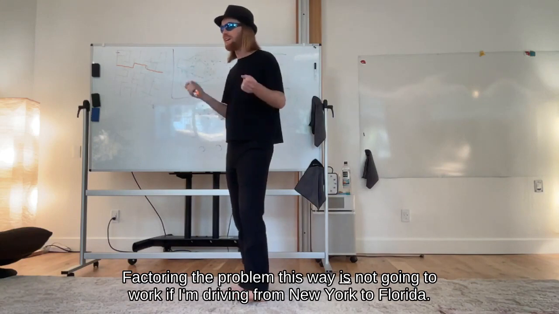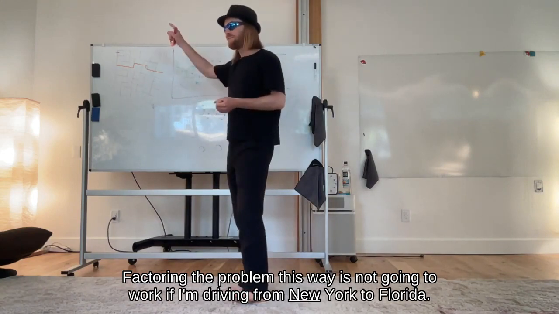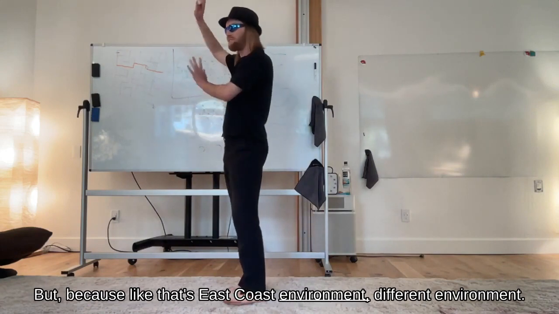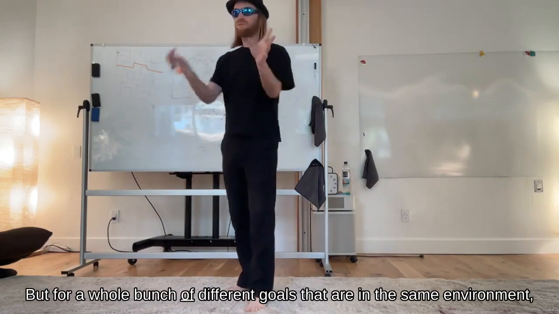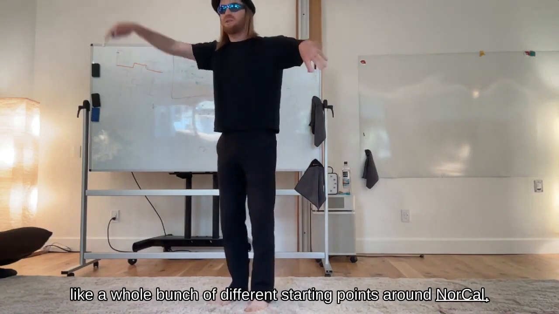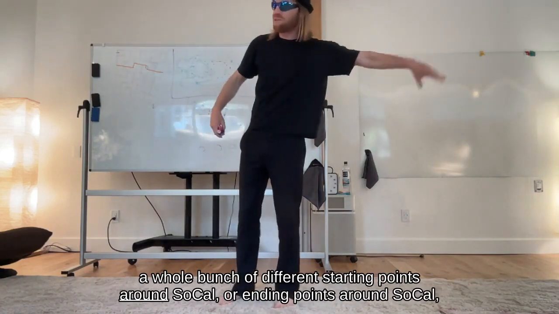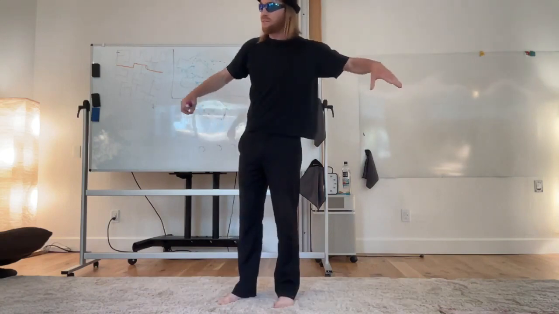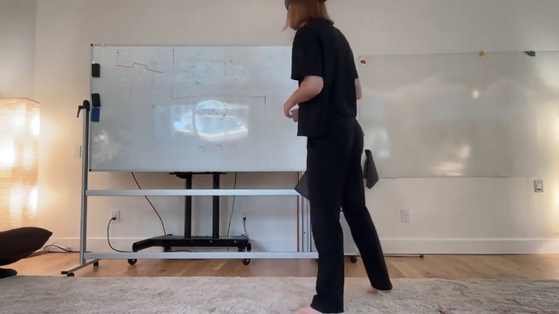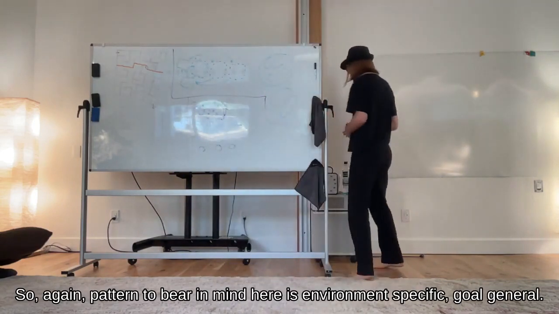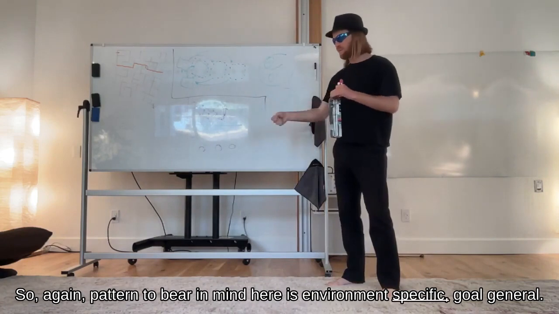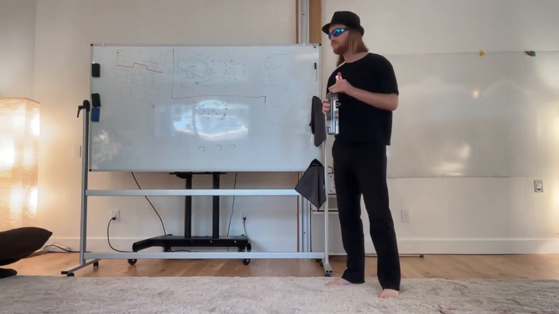And that's, again, environment specific. Factoring the problem this way is not going to work if I'm driving from New York to Florida, because that's East Coast, a different environment. But for a whole bunch of different goals that are in the same environment, like a whole bunch of different starting points around NorCal, a whole bunch of different starting points around SoCal, or ending points around SoCal, I can use roughly that same problem factorization. Okay. So again, the pattern to bear in mind here is environment specific, goal general.